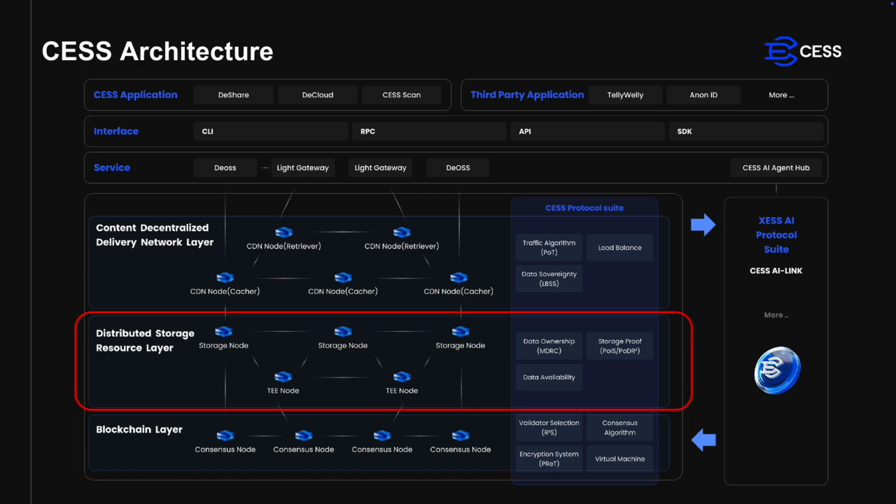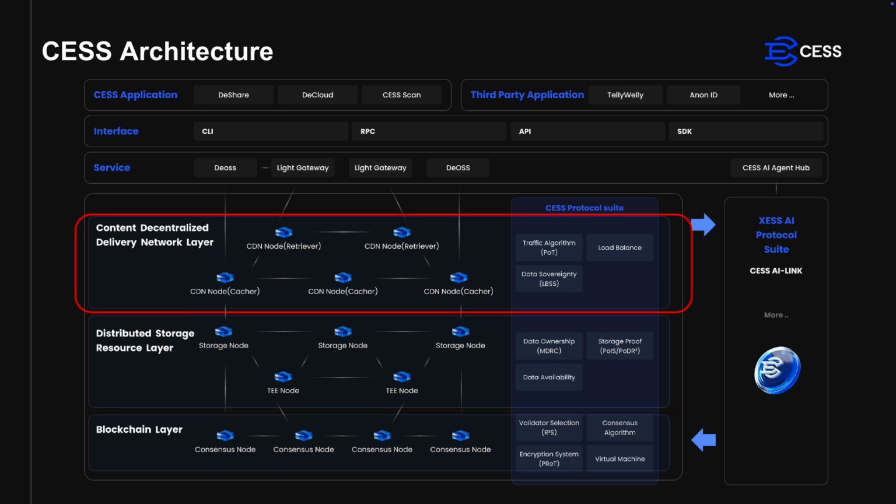Above the blockchain layer is the distributed storage research layer, which includes storage nodes and trusted execution environment nodes. Storage nodes provide storage space and securely store user data in exchange for incentives. Trusted Execution Environment Nodes, or TEE nodes, play a crucial role in ensuring data integrity by computing and validating storage-related proofs, or PODR and POIS algorithms. This process guarantees that the storage nodes are genuinely providing the storage space and storing user data, maintaining the security and reliability of the network in a verifiable way.